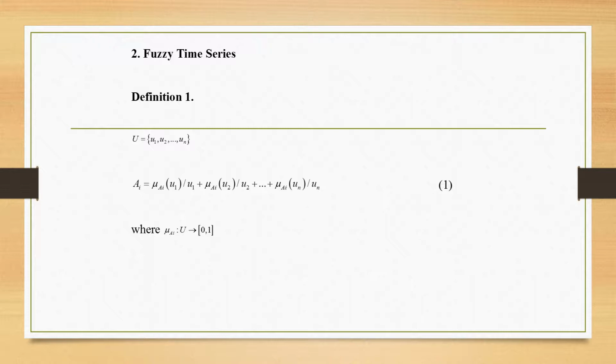Let U be the universe of discourse, where U starts with U1, ends with UN, and Ui are possible linguistic values of U. Then a fuzzy set of linguistic variables Ai of U is defined by equation 1. Here, mu Ai is the membership function of the fuzzy set Ai. Uk is an element of fuzzy set Ai, and mu Ai(Uk) is the degree of belongingness of Uk to Ai.